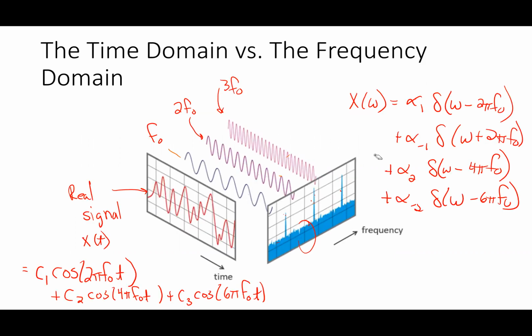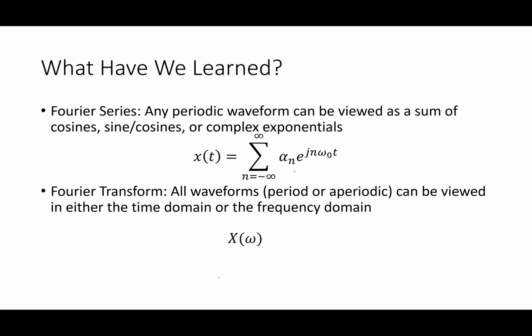So 3 cosines means how many complex exponentials? 6, right? One at omega naught and one at negative omega naught, one at 2 omega naught, one at negative 2 omega naught, one at 3 and one at negative 3. All right. So that's an important thing to bear in mind.